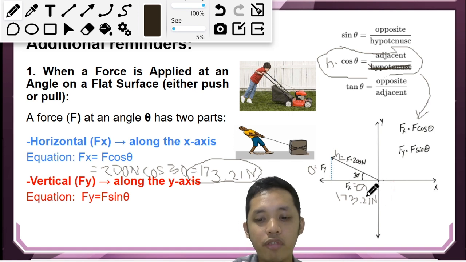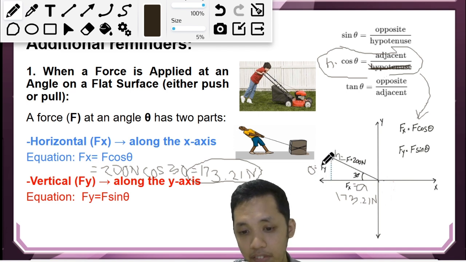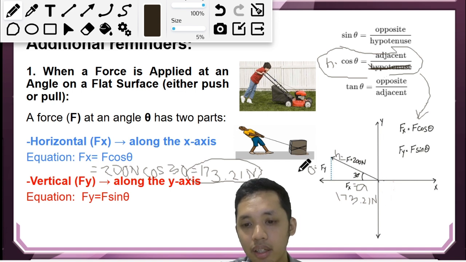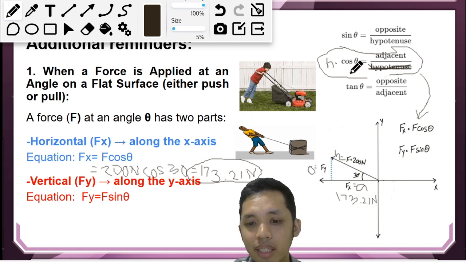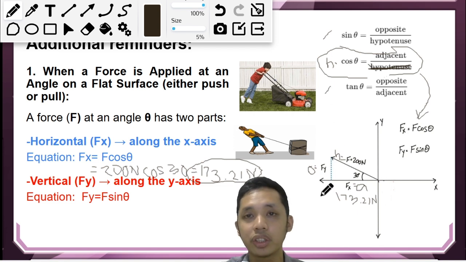Nevertheless, we'll move on by getting the f of y, which is our opposite side. Okay? Now, among the trigonometric functions, what are the equations that have the opposite side? Both the sine function and the tangent function.